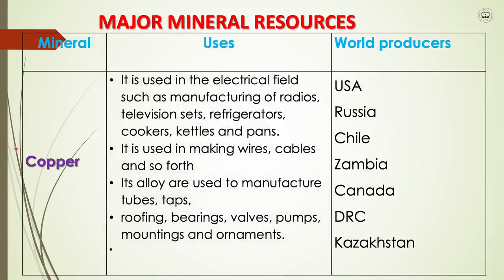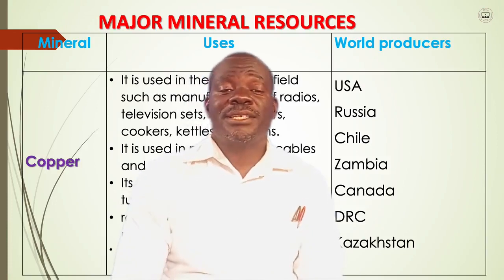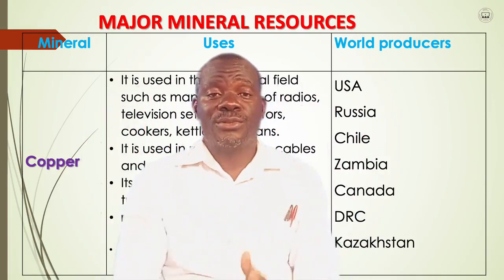Now, these major minerals, starting with copper. Copper is used in electrical fields such as manufacturing of radios, television sets, refrigerators, cookers, kettles, and pans. It is also used in making wires, cables, and many other things. It is also used as an alloy. Its alloys are used to manufacture tubes, taps, and many other things, and also roofing, bearings, valves, pumps, mountings, and ornaments. So as you can see there, copper is a mineral that has got various uses in the world.